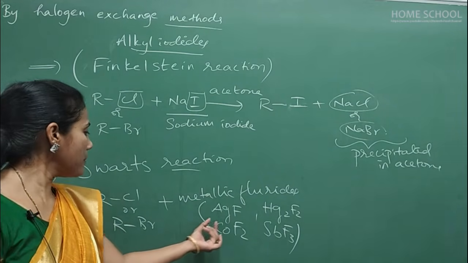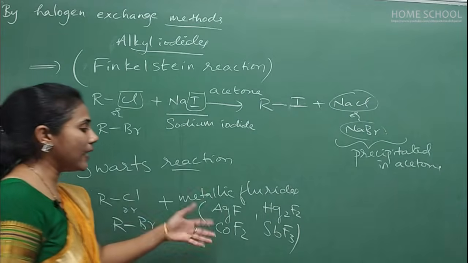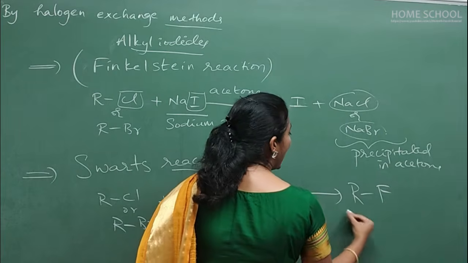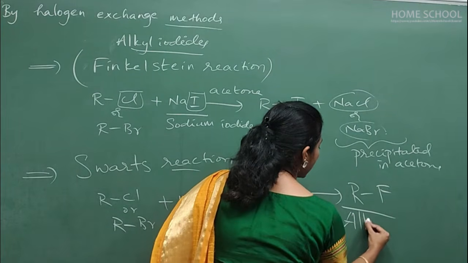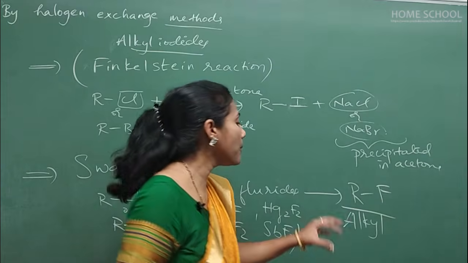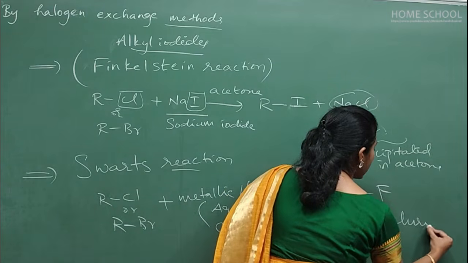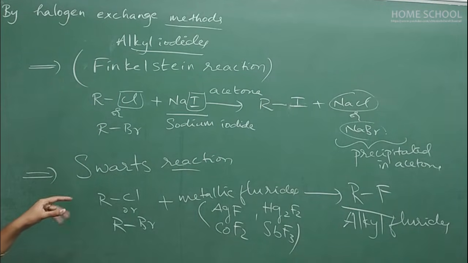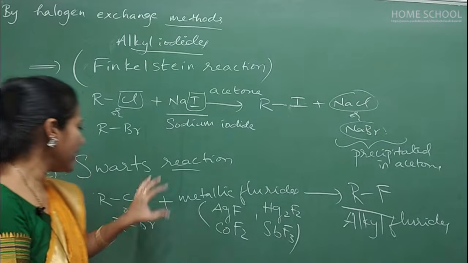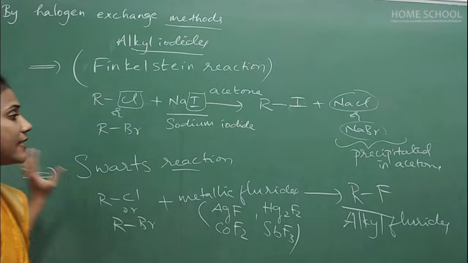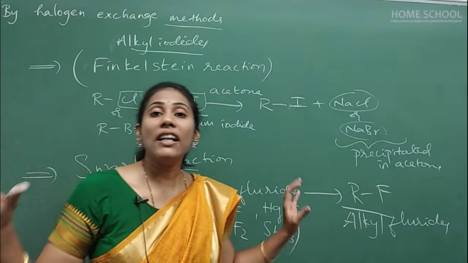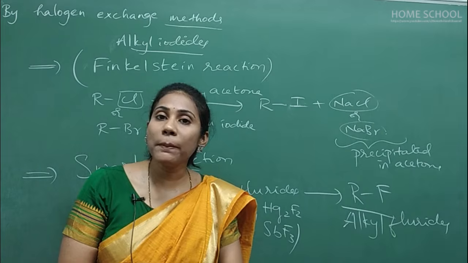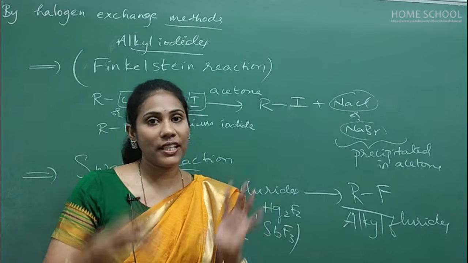On using these metallic fluorides, the Cl or Br, whichever is there, gets replaced by fluorine and you will get RF, alkyl fluorides. So this is an exclusive reaction to prepare alkyl fluorides. To prepare alkyl iodides, it is the Finkelstein reaction, and to prepare alkyl fluorides, it is the Swarts reaction. So these are the different preparations of alkyl halides. We have learnt how to prepare them from alcohols, alkanes, alkenes and halogen exchange methods.